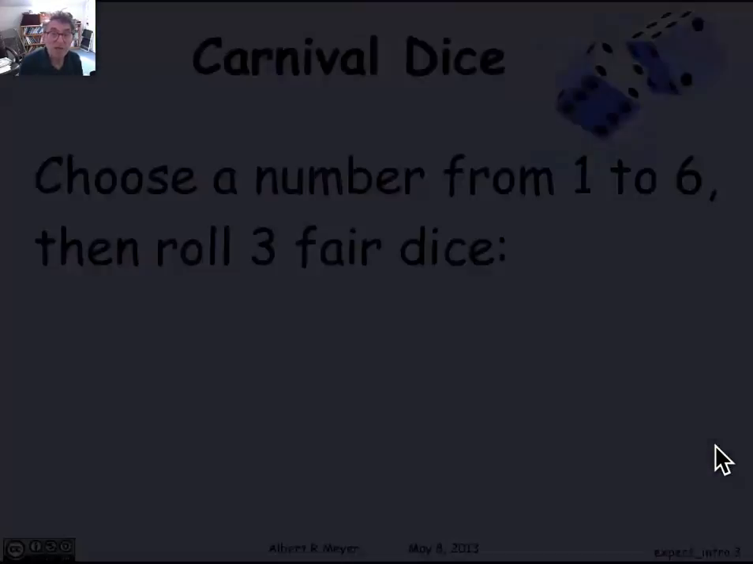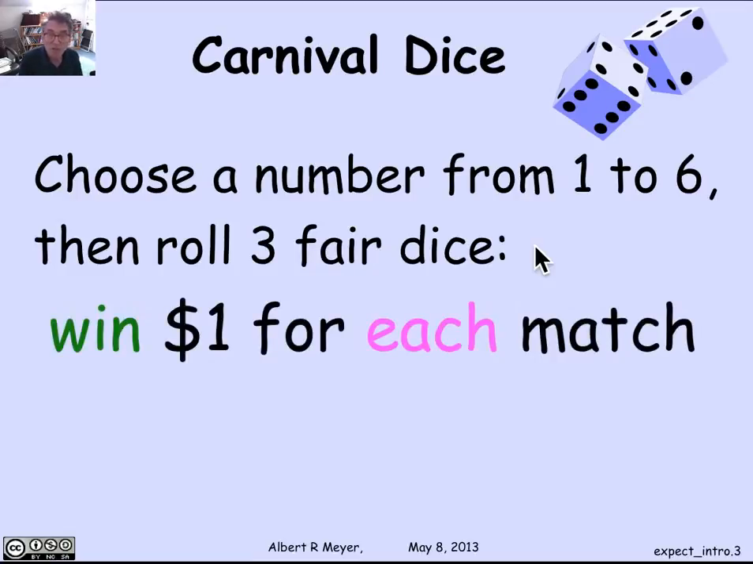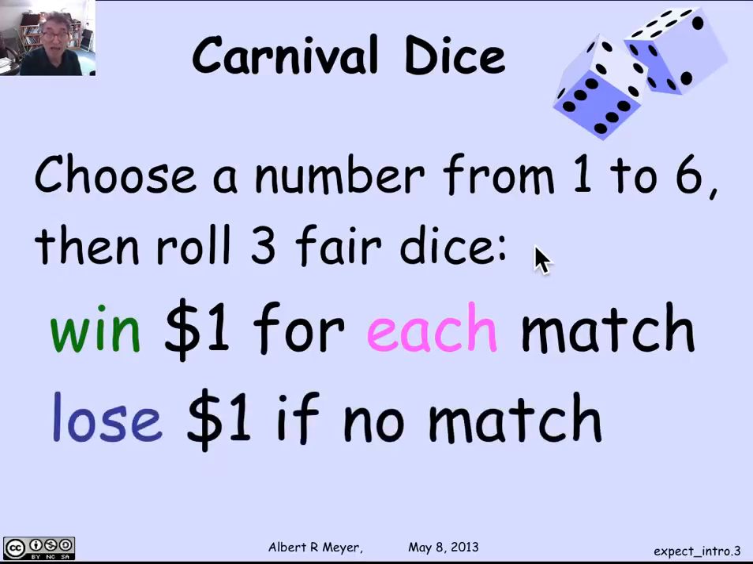There's a game that's actually played in casinos called Carnival Dice, where you have 3 dice, and the way you play is you pick your favorite number from 1 to 6, whatever it happens to be, and then you roll the 3 dice. The dice are assumed to be fair, so each one of them has a 1 in 6 chance of coming up with any given number. And then the payoff goes as follows. For every match of your favorite number, you get $1. And if none of the dice show your favorite number, then you lose $1.